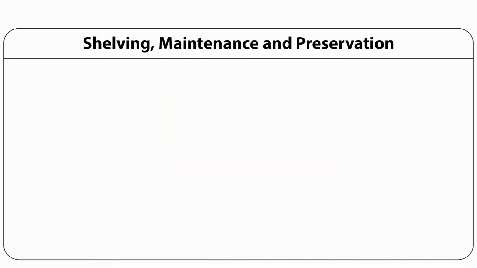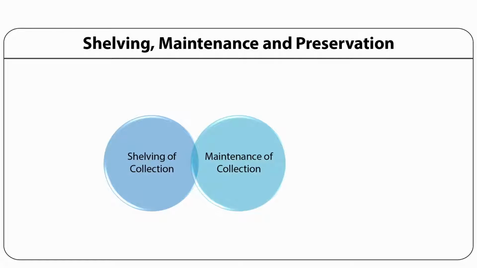Library material is acquired, processed, and shelved by the libraries for their users. The material is orderly arranged, aesthetically displayed, and kept in good physical condition. This work is done by the maintenance department. The maintenance department is responsible for shelving of collection, maintenance of collection, and preservation of collection.